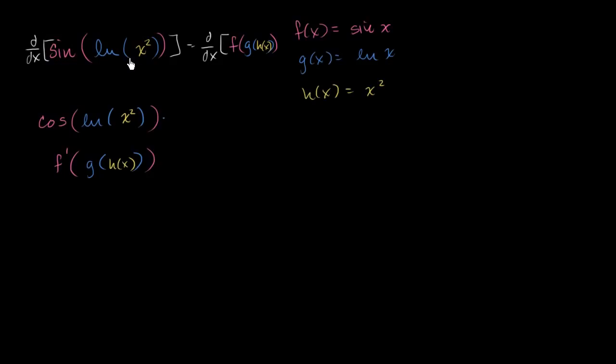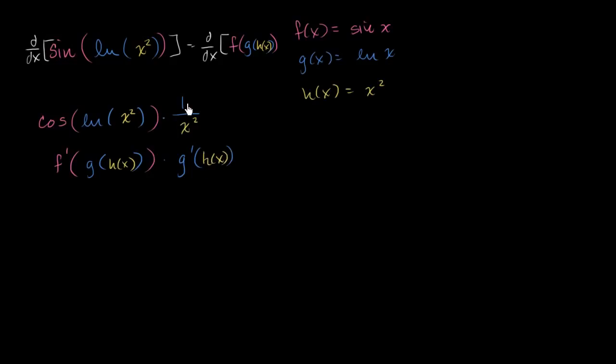We're going to take the derivative of ln with respect to x squared. So the derivative of ln of x is 1 over x. But now we're going to have 1 over not x, but 1 over x squared. So to be clear, this part right over here is g prime of not x. If it was g prime of x, this would be 1 over x. But instead of an x, we have our h of x there, our x squared. So it's g prime of h of x.